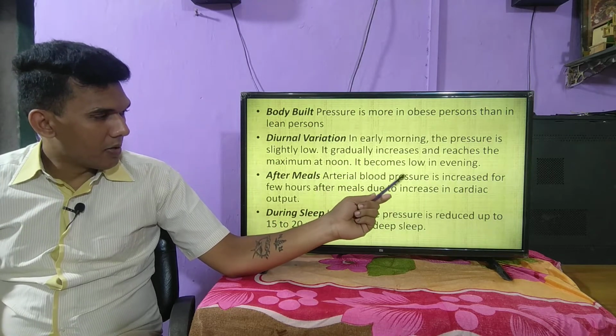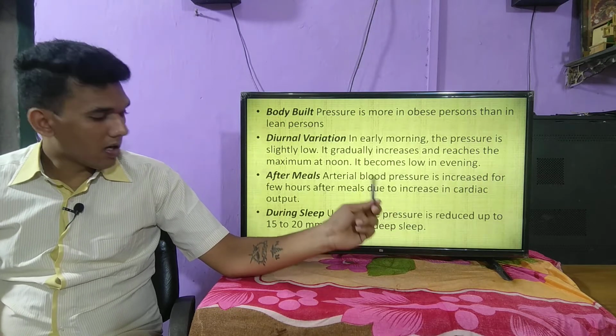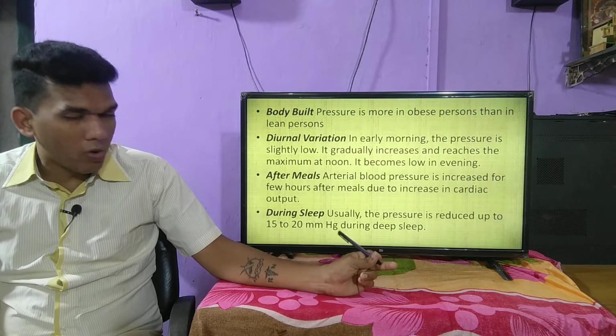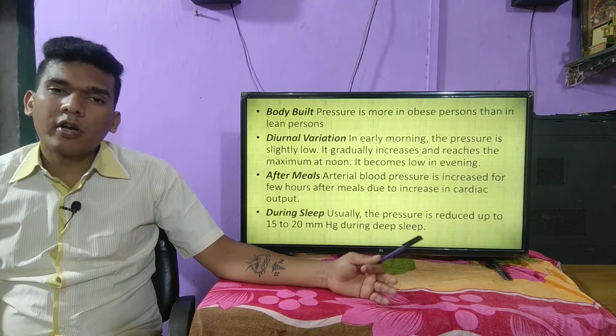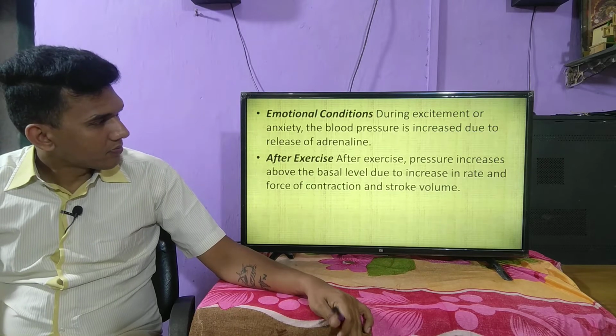After meals, arterial blood pressure is increased for a few hours due to increase in the cardiac output. During sleep, usually the pressure is reduced up to 15 to 20 mm of Hg. So during the sleep the body is relaxed, so at that time the blood pressure is decreased.